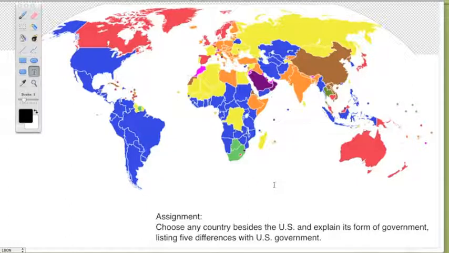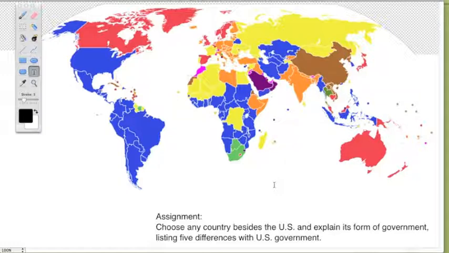Today I'd like to talk to you about forms of government around the world. Now, we all know that you're in an American government class, but one of the best ways to understand your own government is to look at other types of government around the world.